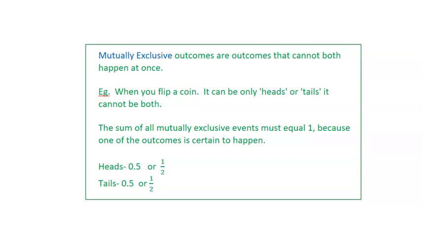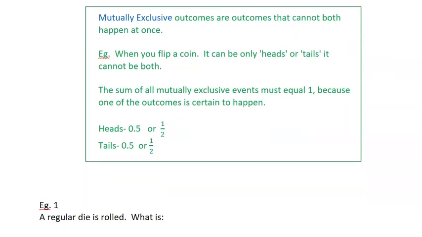Because, of course, one of them is definitely going to happen, and so then you know it's a certainty. So have a look, the probability of heads is 0.5, or as a fraction 1/2, same thing for tails. As a decimal it's 0.5, or as a fraction it's 1/2. You could give that probability as a percentage, 50%, therefore it would equal 100%.